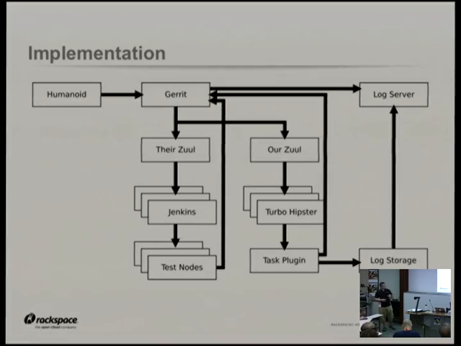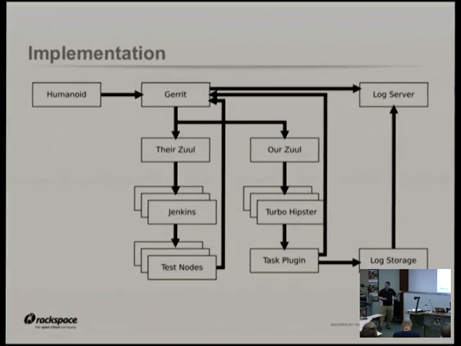Our Zool doesn't like Jenkins because, Java. So we wrote a thing called Turbo Hipster. Turbo Hipster is a Zool job runner. So effectively what it does is it starts up a Python binary, it connects to Zool using Gearman, it waits for jobs, it executes them, it returns results.